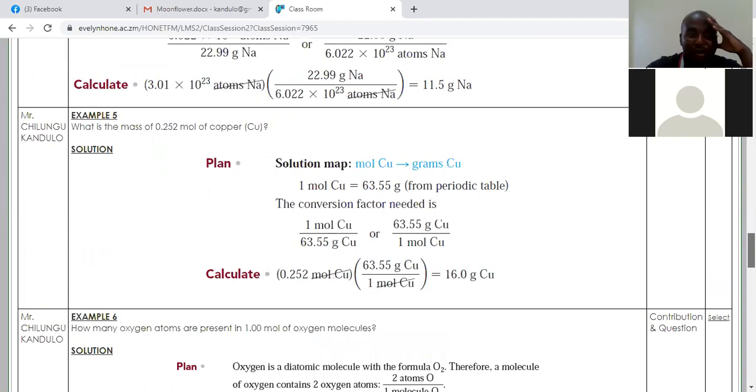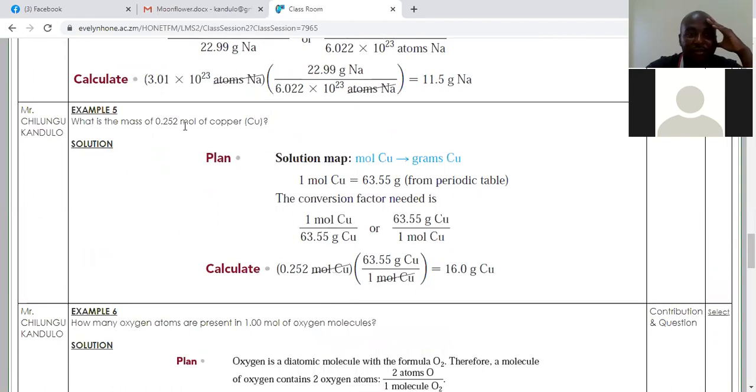The same for the mass of 0.252 moles of copper. Conversion factor: 1 mole corresponds to 1 molar mass, then 0.252 moles correspond to X, and you cross multiply. It's very acceptable.